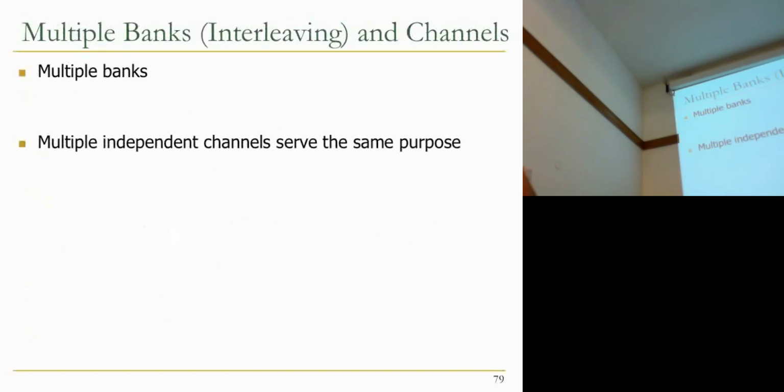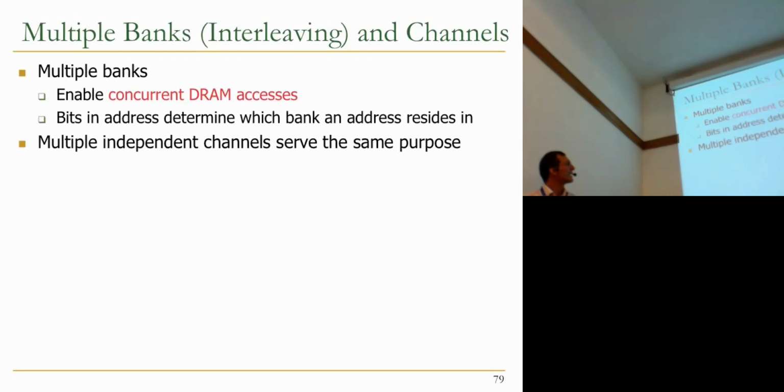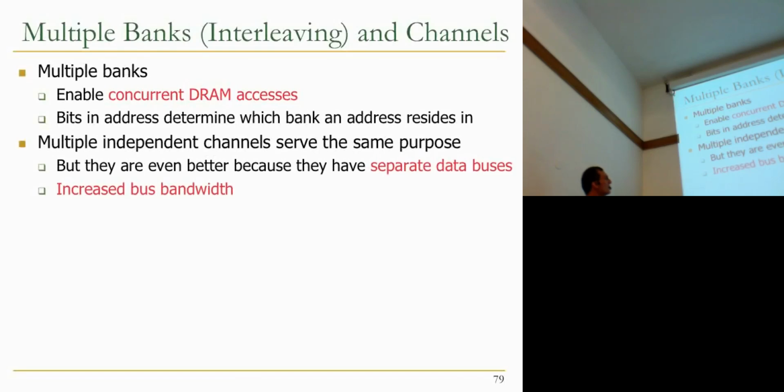A little bit on multiple banks. Basically, if you have multiple banks, you enable parallel accesses, right? And you can also have multiple channels to enable parallel accesses. One key issue in both cases: which bits in the address do you use to address these banks or the channels? Multiple channels are better because they have separate data buses. This increases your bus bandwidth, right? Multiple banks, normally in DRAM at least, share the data bus. As a result, you can get a bus conflict between different banks.